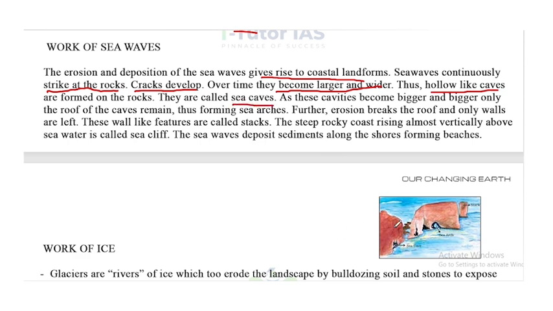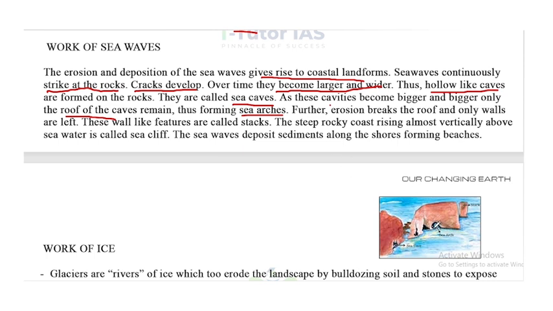Look at this picture. At first it was a rock, but due to the continuous strikes of waves, it became a sea cave. All these cavities become bigger and bigger, and only the roof of the caves remains, thus forming sea arches.